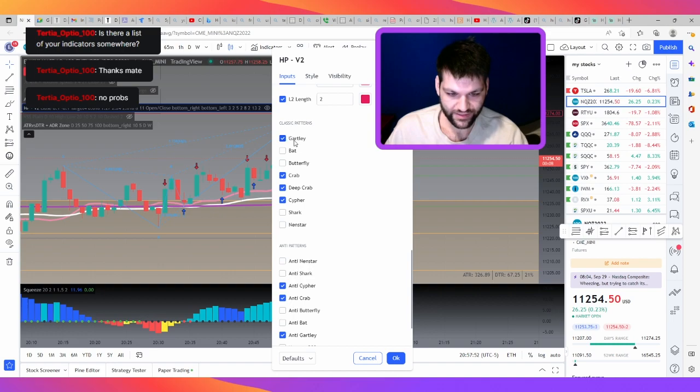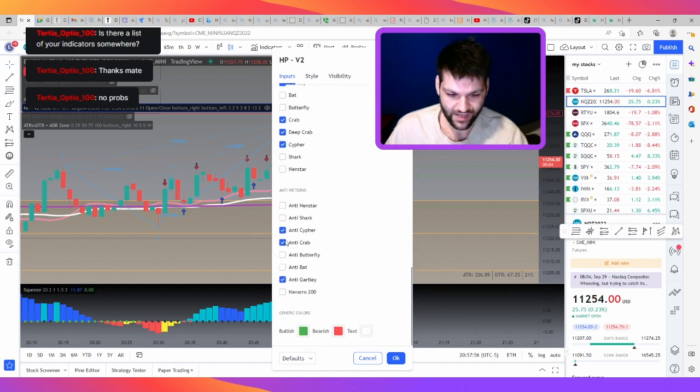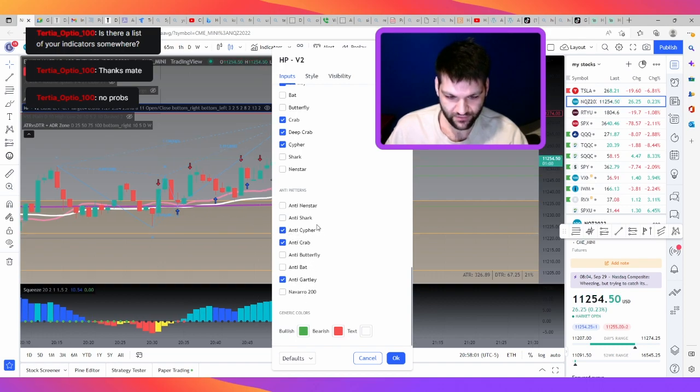Cipher, then Gartley, then Crab and Deep Crab are probably really solid. But then anti-wise, realistically, the one I like the most is going to be your anti-Cipher, and then your anti-Gartley is really, really strong. But other than that, I do not like anything else. Fills this time of day are usually pretty solid. Mr. 999 time.